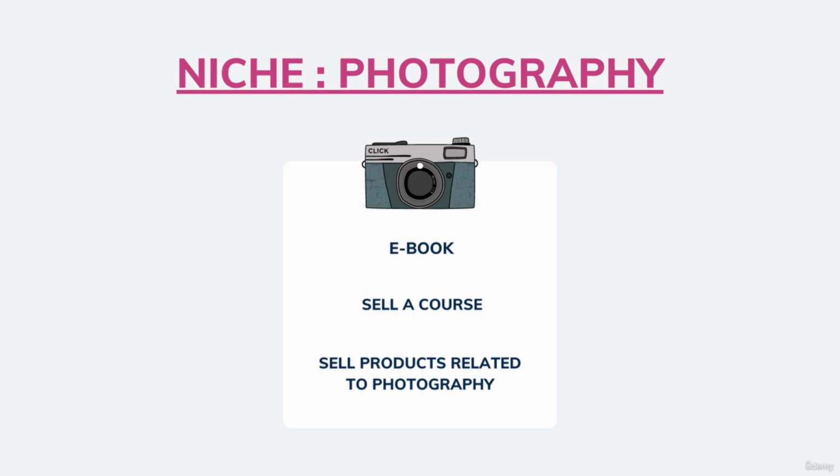And the second idea that I have for you is to sell a course. So you can create a course and sell tricks and tips on photography and things like that. And the third idea I have is that you can sell products related to photography. Maybe you can sell your photos and all those kinds of things to your audience. So they are obviously going to buy it and you're going to monetize your Instagram page. Now let's move on to the next example.